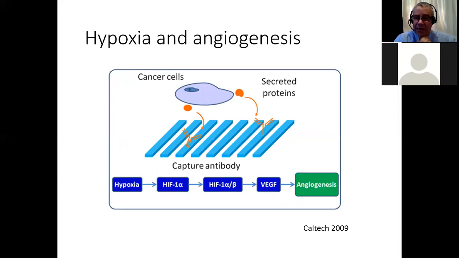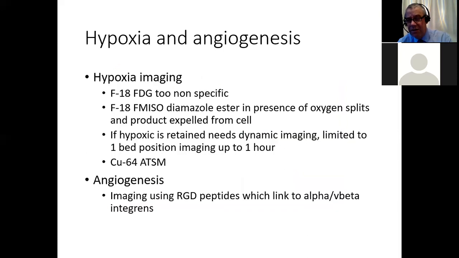So this was from Caltech, which is, as you know, a university in Los Angeles. And this was showing that as the cells become more ischemic, they start to secrete proteins, and this generates HIF, hypoxia-inducible factor, and then that stimulates the vascular endothelial growth factor, and you get the angiogenesis. So if you could block any of these points, then you may have a cancer treatment, and lots of cancer treatments attempt to do that. Bevacizumab, used in colon cancer, for example, blocks VEGF, and cetuximab does the same.